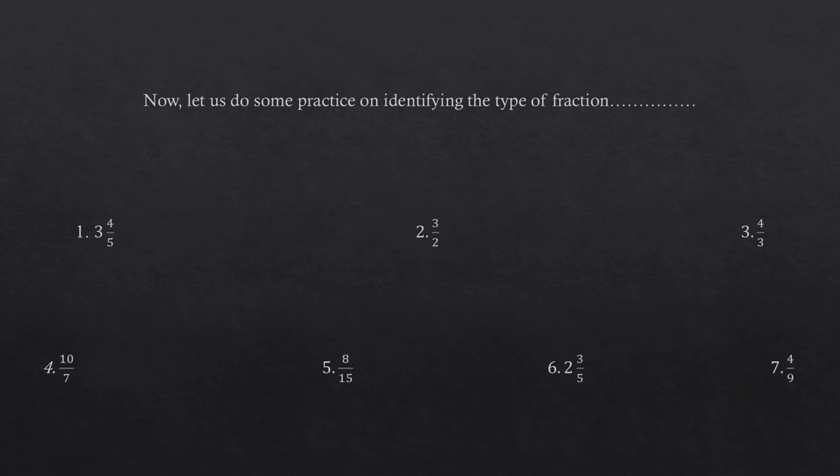Now let us do some practice on identifying the types of fractions. First of all, you can see this is a combo pack, so this is a mixed fraction. Next is 3 upon 2. You can see here the numerator is greater than the denominator, 3 is greater than 2, so this is an improper fraction. Let me denote this by I. Third is 4 by 3. Again, the numerator is greater and the denominator is smaller. This will again be an improper fraction.